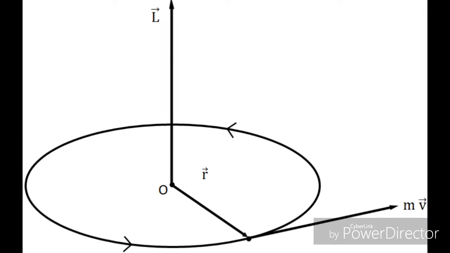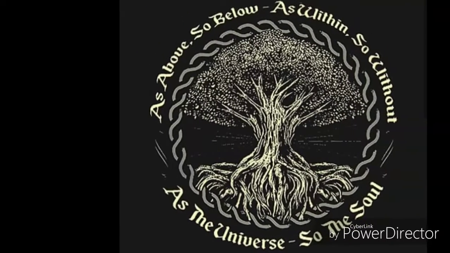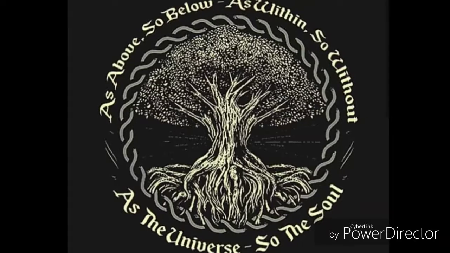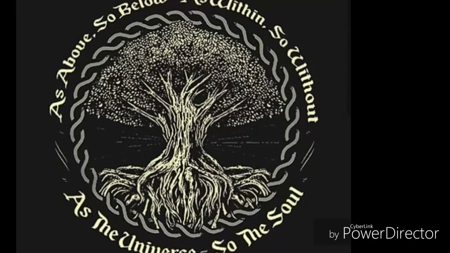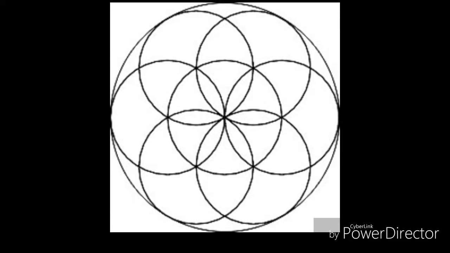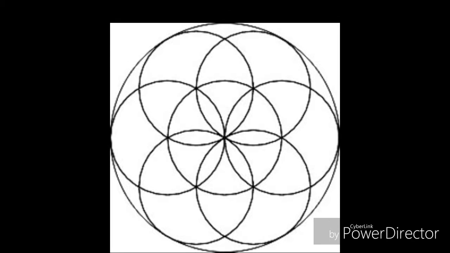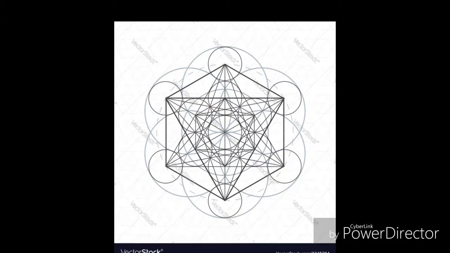So, angular momentum represents going from Genesis to form, or from seed to flower, or from the seed of life to the flower of life.